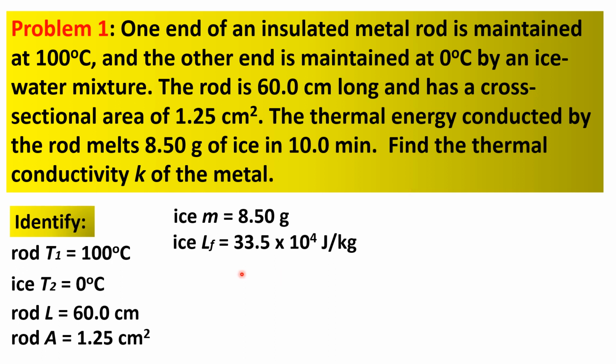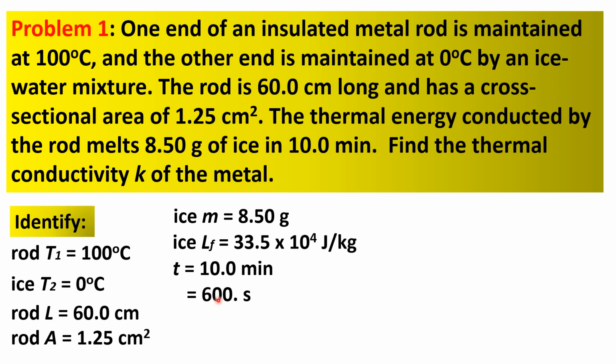There is a constant known as the heat of fusion of ice, labeled capital L sub F, and this is equal to 33.5 times 10 to the fourth joules per kilogram. This is the amount of energy that is needed for exactly 1 kilogram of ice to melt. This is the amount of energy needed in order to melt a 1 kilogram mass of ice. And we usually call it the latent heat of fusion for solid water such as ice.